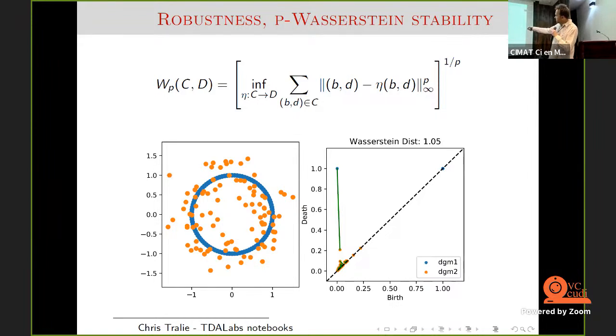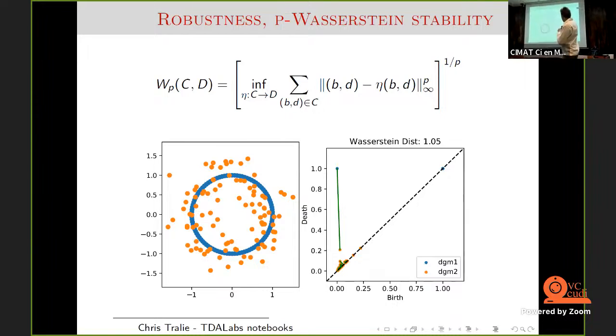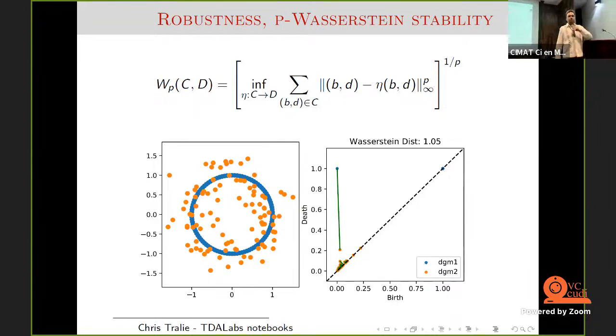Once we add the considerable amount of noise to the orange point cloud, we get this diagram over here. What we know from persistent homology is that we can consider all the matches between blue points and the orange points in the diagrams, and the maximal distance we need to move the points in order to match one diagram to the other will be bounded by the amount of perturbation within the data. So that is the stability result for persistent homology.